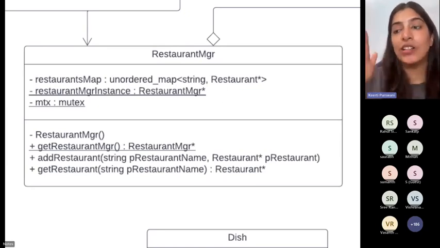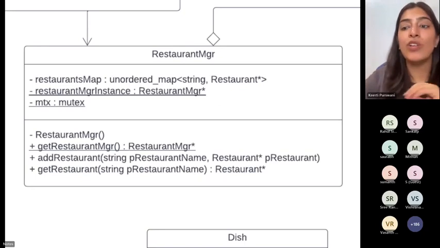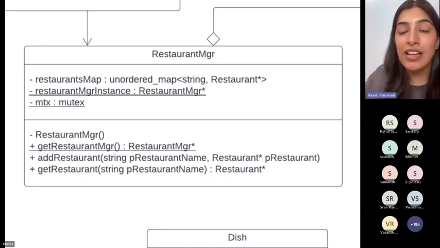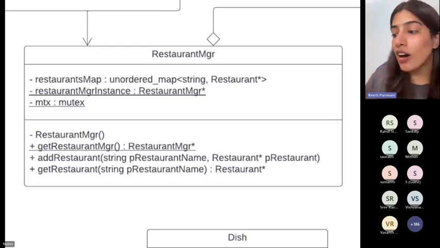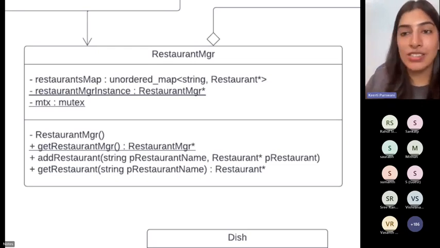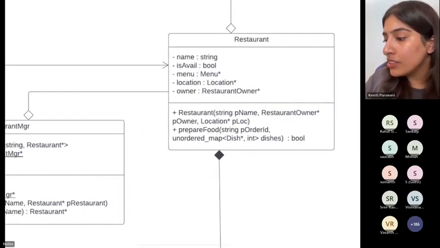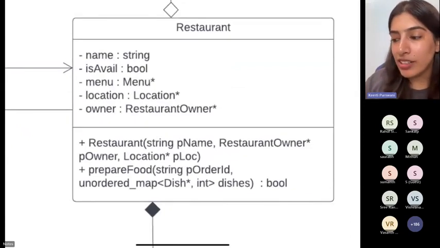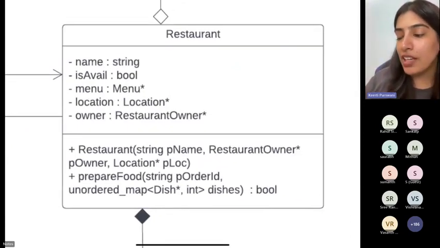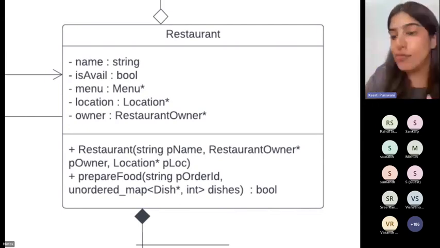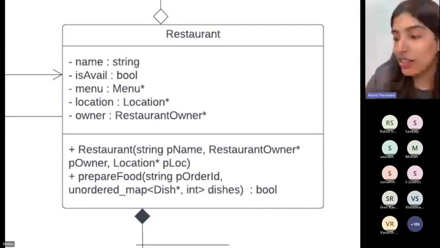So the point is that looking at the UML diagram, you will be able to understand everything, starting from the access, like can this data member be accessed by these classes or not, what is the access level, what is the name, the entire signature, everything you can see. For example, let's look at this. Restaurant is the name, the members are name, is available, menu, location, owner, all of those are private. How do we know they are private? Because they all have that minus sign.